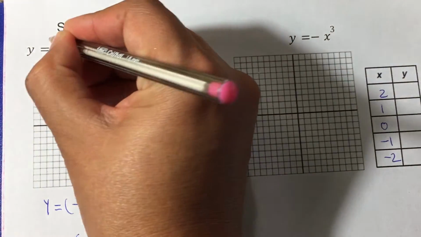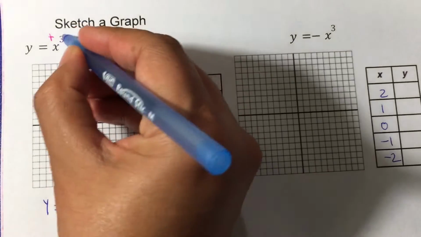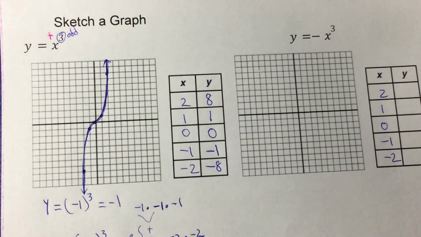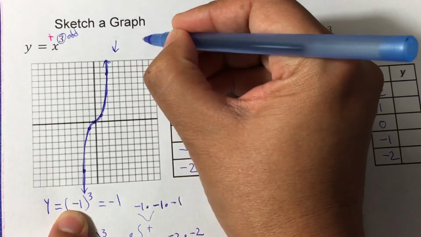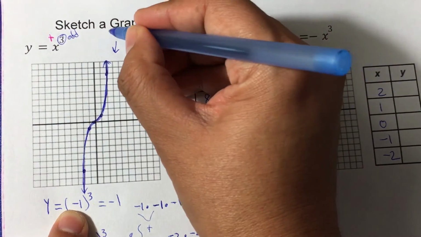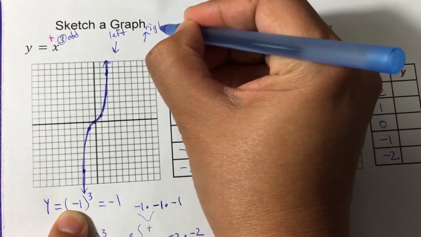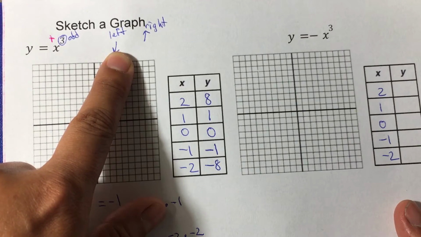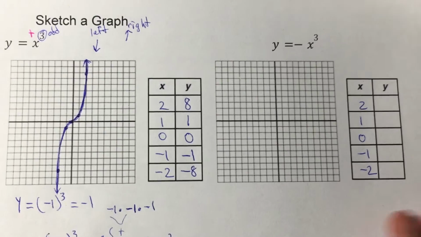So this is a positive leading coefficient. It has an odd degree. And notice how my graph is pointing down on the left and pointing up on the right. Again, it's odd and one down, one up. When it's positive, it's down on the left. Have that in mind.